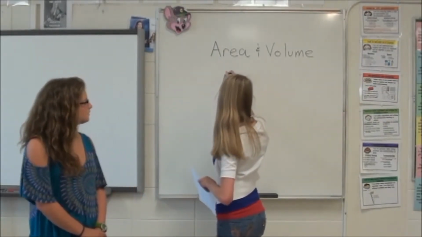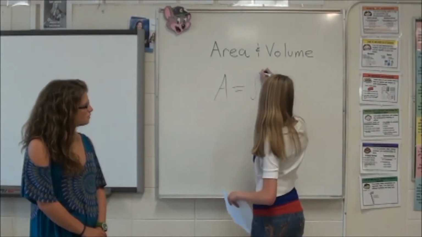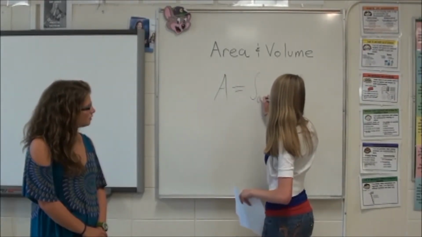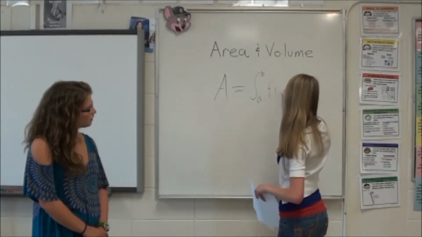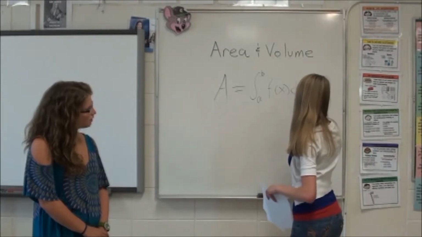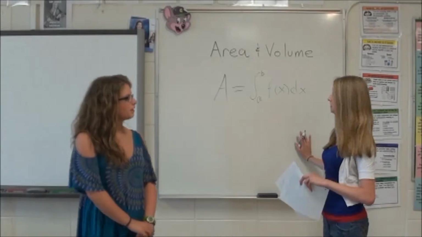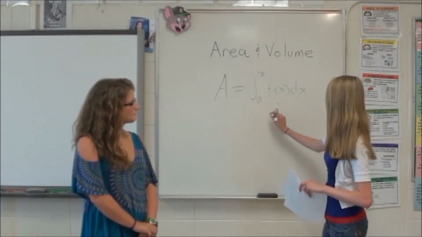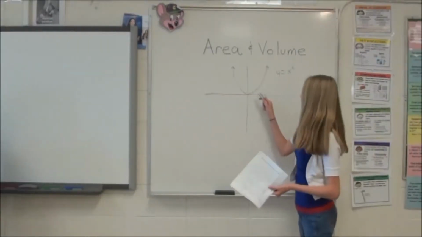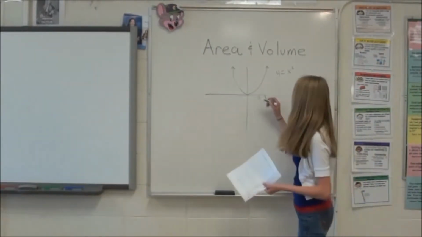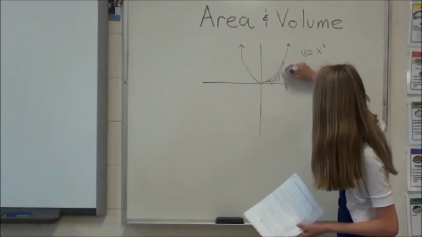So, area is equal to the integral from a to b of the function. So this is basically finding the area under the curve. This is the curve, and this is your integral from a to b. And we need to find the area under this curve from 0 to 3. And that's basically this part right here.